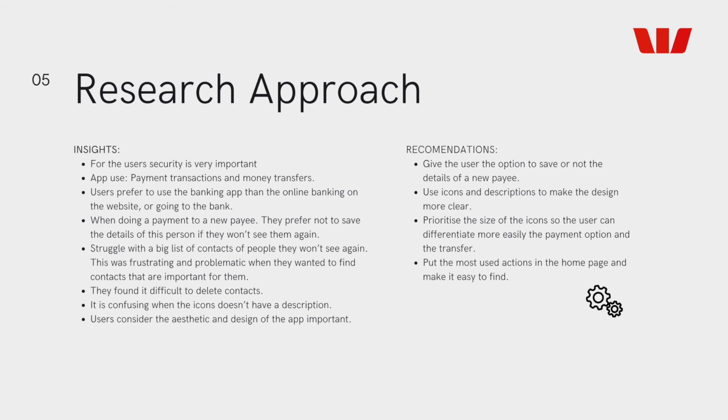They prefer not to save the details of this person if they won't see them again. They struggle with a big list of contacts of people they won't see again, and this is frustrating and problematic when they want to find the contacts that are really important for them. Another important detail is that sometimes they confuse the transaction buttons, and they recommend that it would be good to have icons and descriptions for these icons.